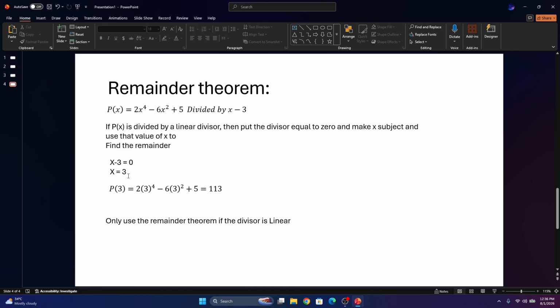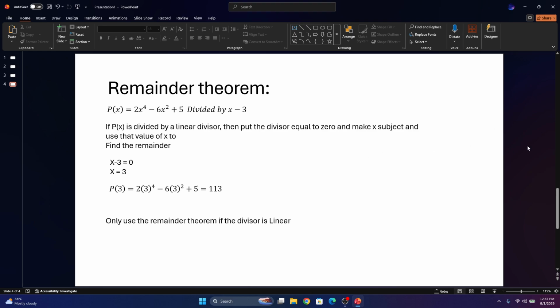If we have, say, x raised to the second power, so x squared minus 3, and that was our divisor, we would have a lot more trouble finding one exact value for x. So we can only use this theorem to find the remainder if the divisor itself is linear, and then we can just make x the subject and substitute that in the expression that we had to divide, and we're just going to get the remainder.